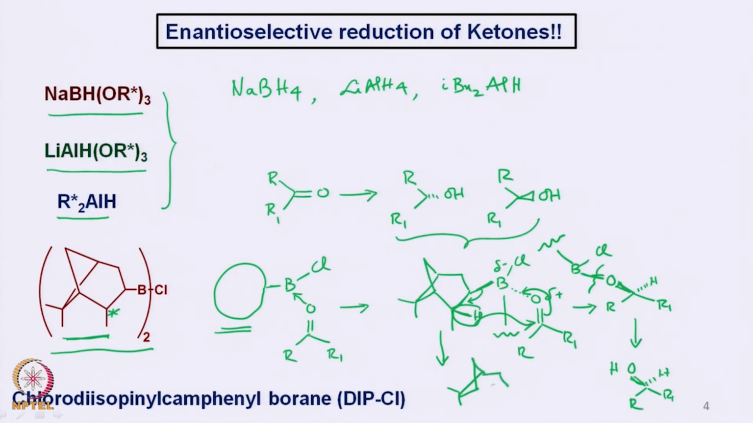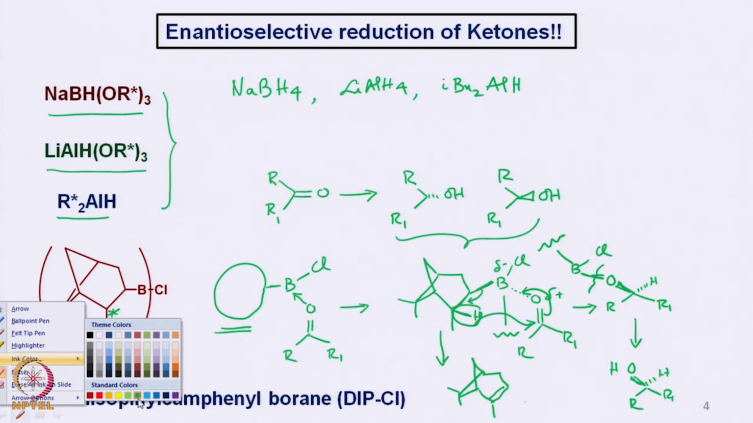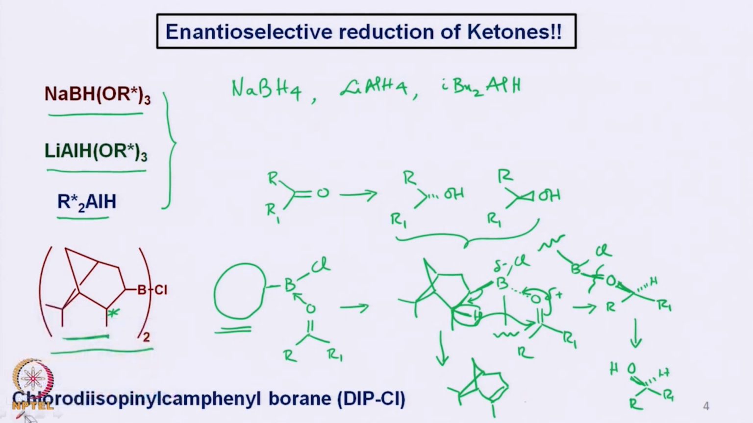And during this process, what releases from here is very interesting, something that one can think about. It is nothing but a pinene. So this is pinene, this is alpha pinene, because the double bond is an internal double bond, and this is alpha pinene that comes off.